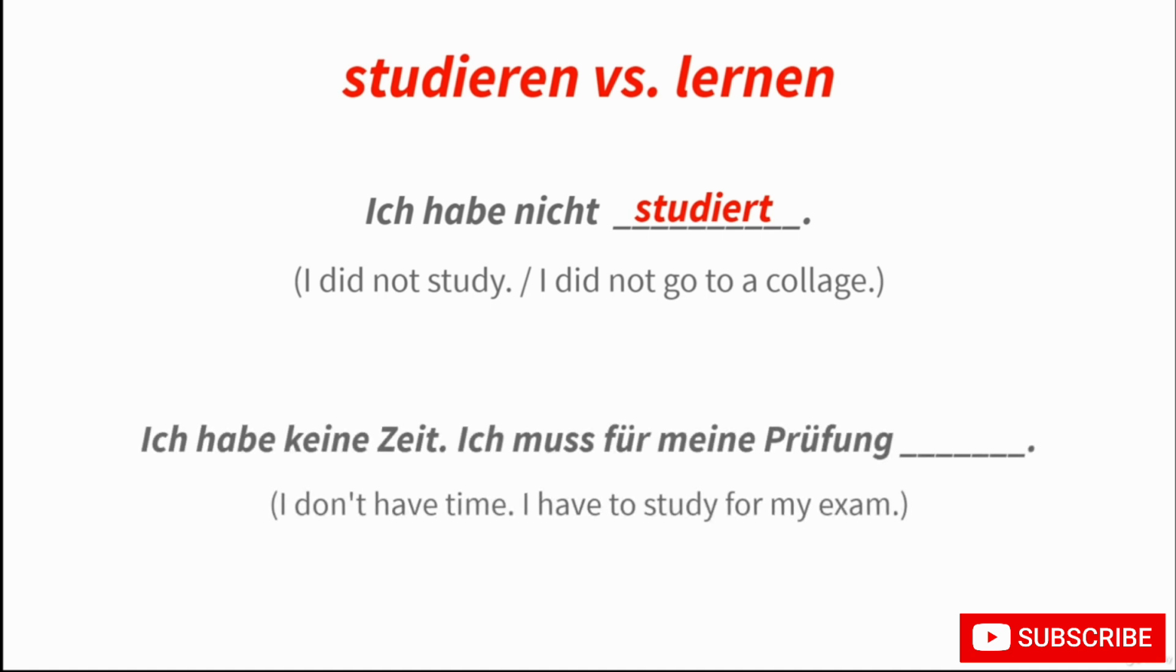Another example. Ich habe keine Zeit. Ich muss für meine Prüfung lernen. In English, I don't have time. I have to study for my exam. What do you think is the answer? Let's check it out. It must be lernen. Why? Because we are studying for an exam, not at a university.